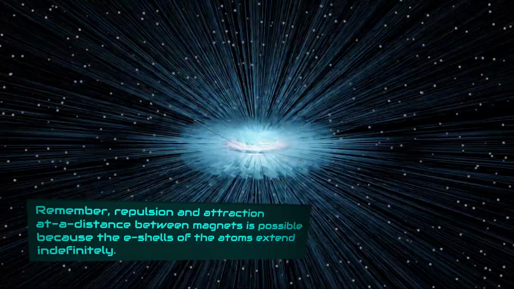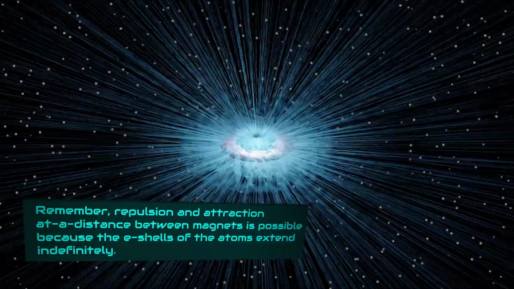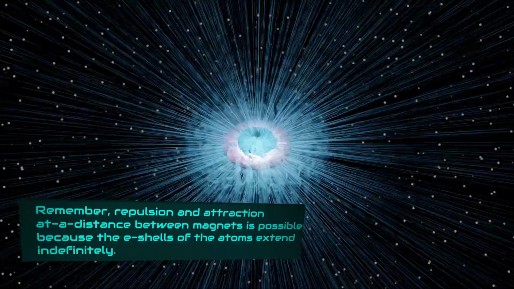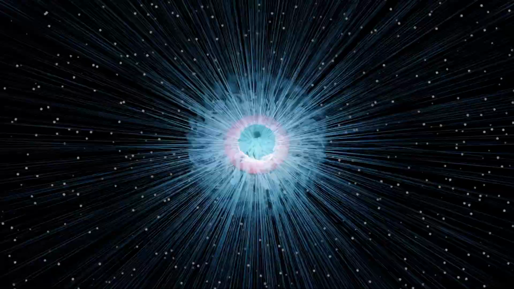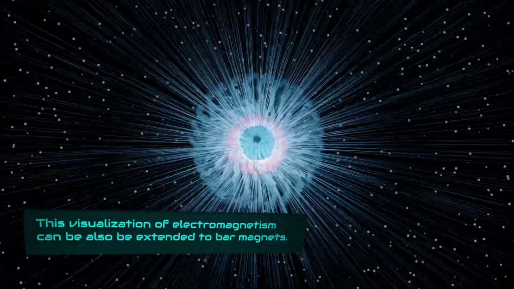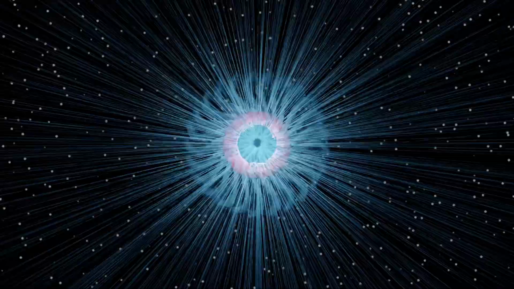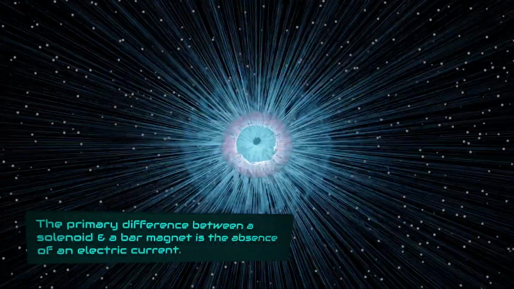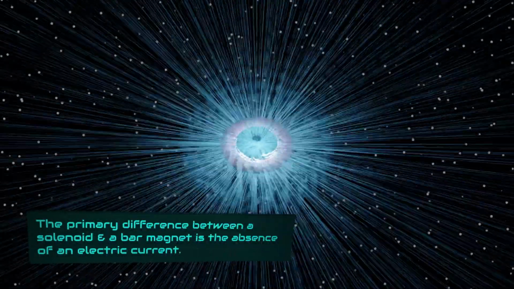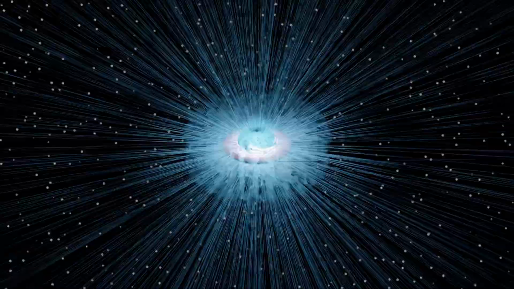Remember, repulsion and attraction at a distance between magnets is possible because the electron shells of the atoms extend indefinitely. This visualization of electromagnetism can also be extended to bar magnets. The primary difference between a solenoid and a bar magnet is the absence of an electric current.